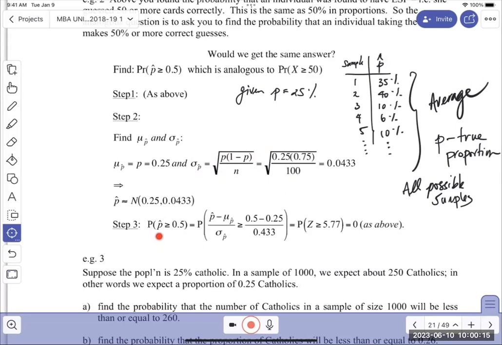So in the sample, what's the chance of getting 50% or more correct? You'd have to standardize that with its mean and standard deviation. Standardizing, and you see I have exactly the same number. I should, because I didn't change anything. All I did was I talked about the proportion rather than the number of successes. So it's kind of circular. You get the same result. I repeat the same problems to show you that it is the case.